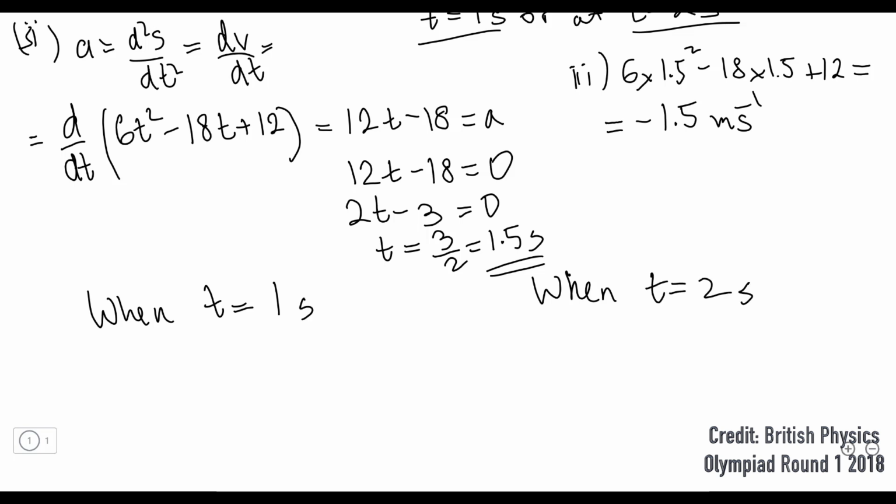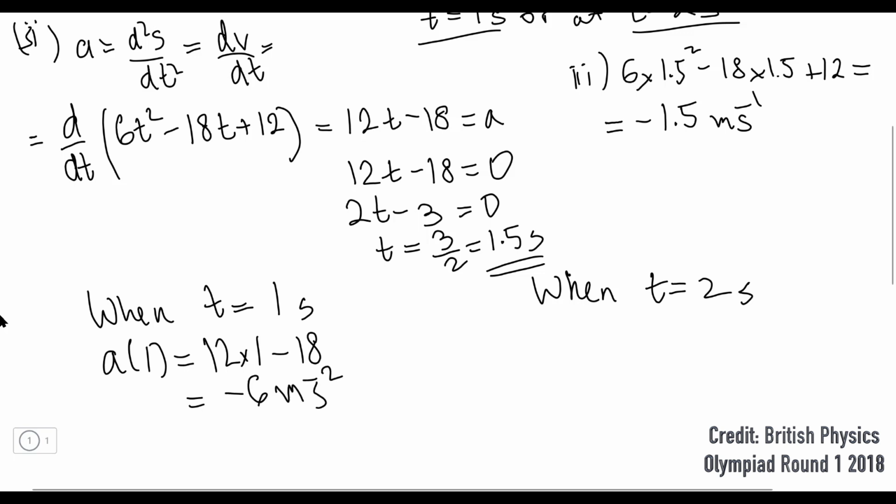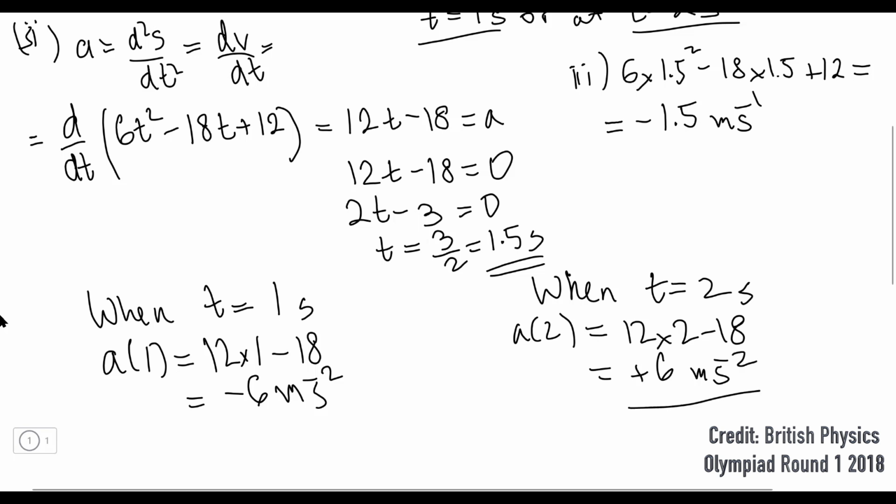We are going to find that the expression for the acceleration was 12t take away 18, so the acceleration at t equal to 1 second will just be 12 times 1, which is just 12, take away 18, that gives me minus 6 meters per second squared. Now when t is equal to 2 seconds, this here will be 12 times 2, take away 18, which is 24 take away 18, that's plus 6. So you can see that it varies quite a lot in 1 second.